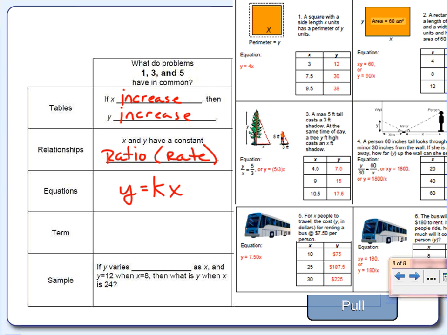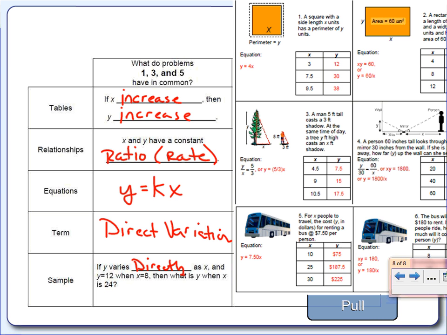All right, term. We call this a direct variation. Called a direct variation. So a sample, which is what you guys are going to be working on today, is if y varies directly as x and y is 12 when x is 8, then what is the y when x is a 24?